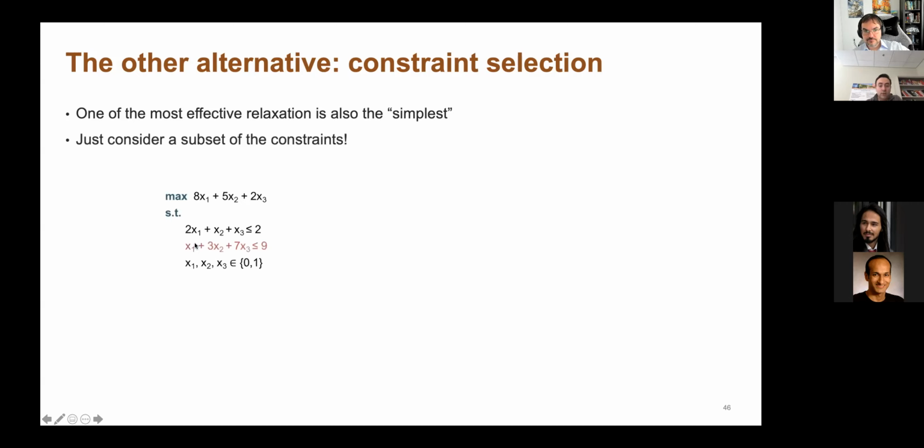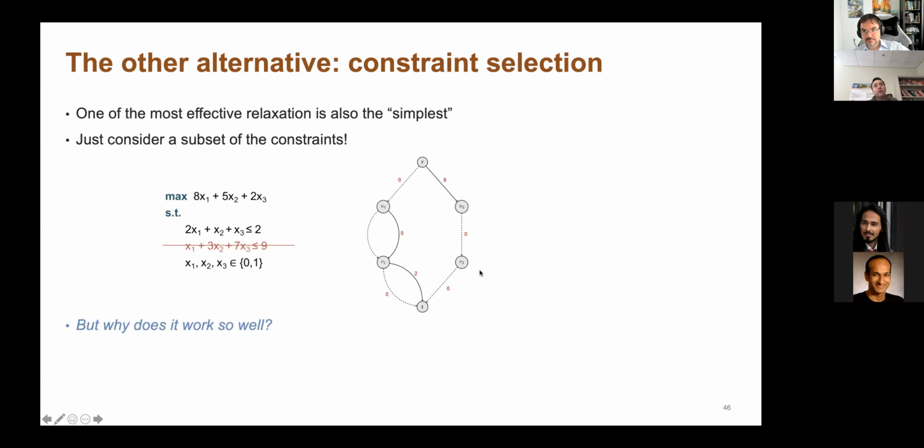So what you can do is you can look at, I don't know, this problem. Take this problem where we have three variables and two constraints. Simply remove one of them. Build your decision diagram. And this will, of course, provide you an upper bound because it just ignored some of the constraints. That's perfectly fine. You get a valid relaxation.